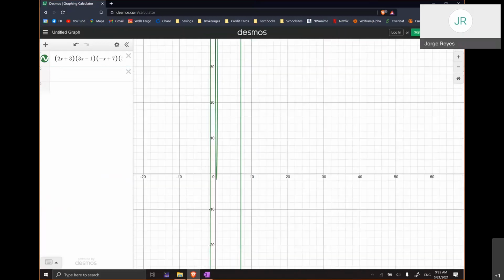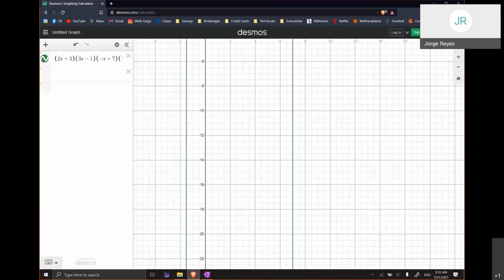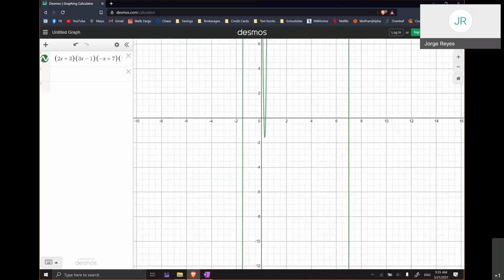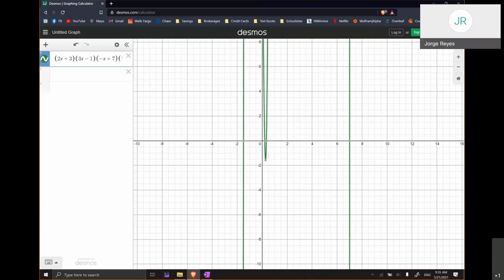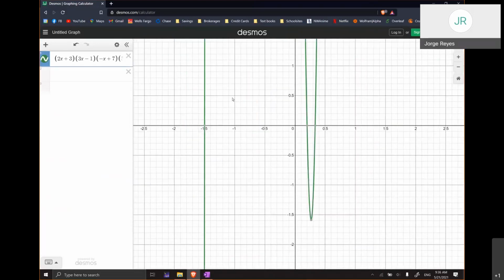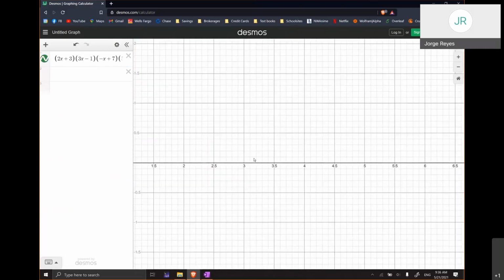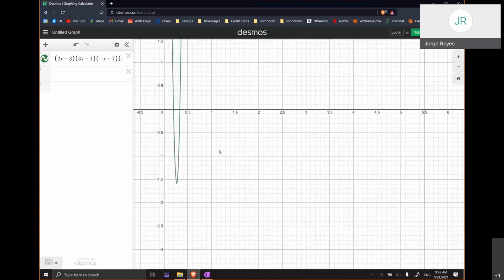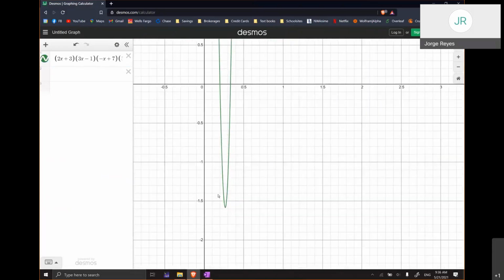So first of all, we see that the end behavior is they both go down forever. And then we also see that our x-intercepts are where we think they are, right? This is negative 1.5, which is negative 3/2. This one is 1/5. This one is 1/3. And over here at 7 is my other one. And that's pretty much it.